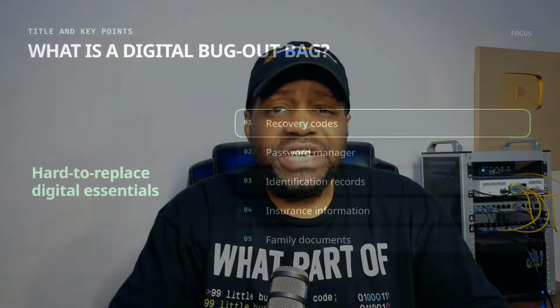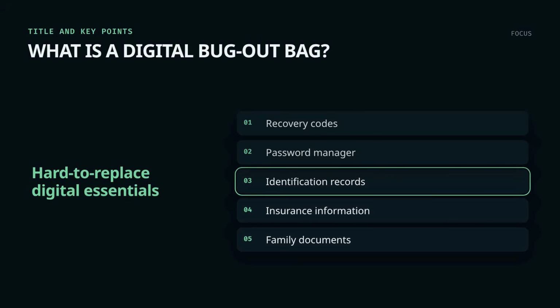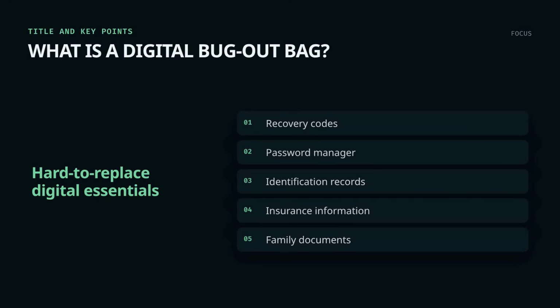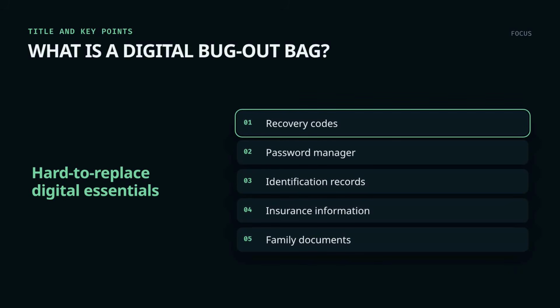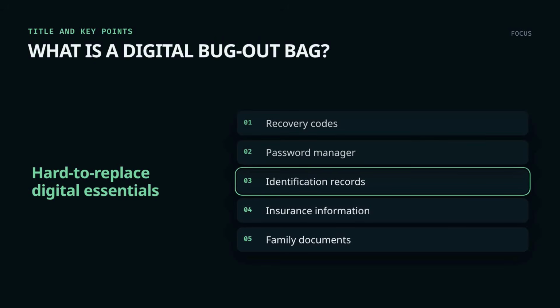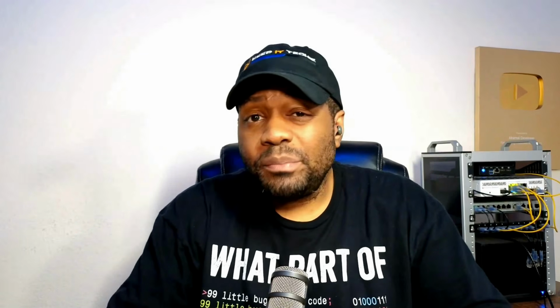So a digital bug out bag is not a copy of your entire digital life. You do not need every Linux ISO you have collected over the years. You need the things that will be difficult, expensive, stressful, or impossible to replace. That could be your identification records, insurance information, family documents, password manager database, recovery codes, business files, active projects, or homelab configurations. The kit should answer 4 basic questions.